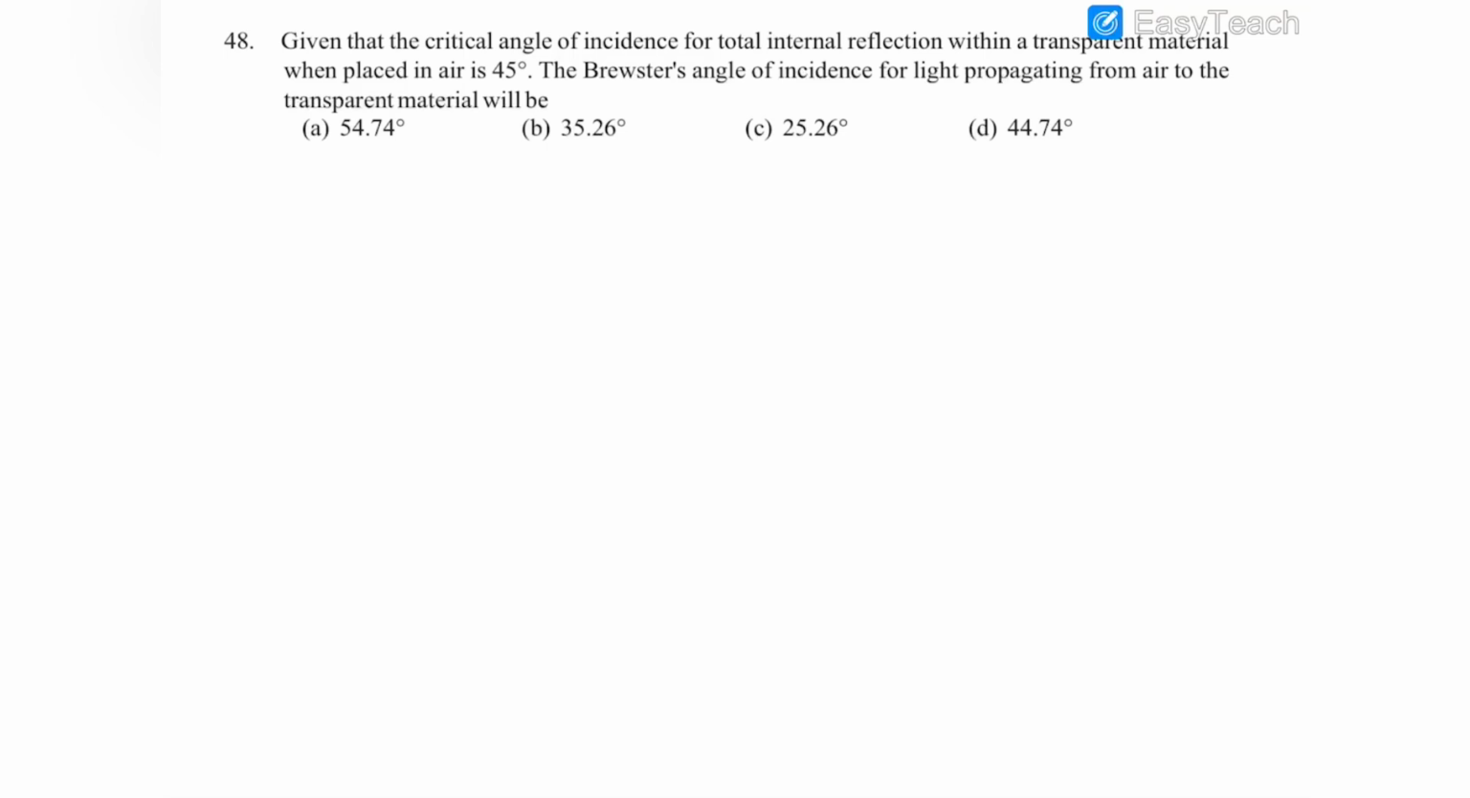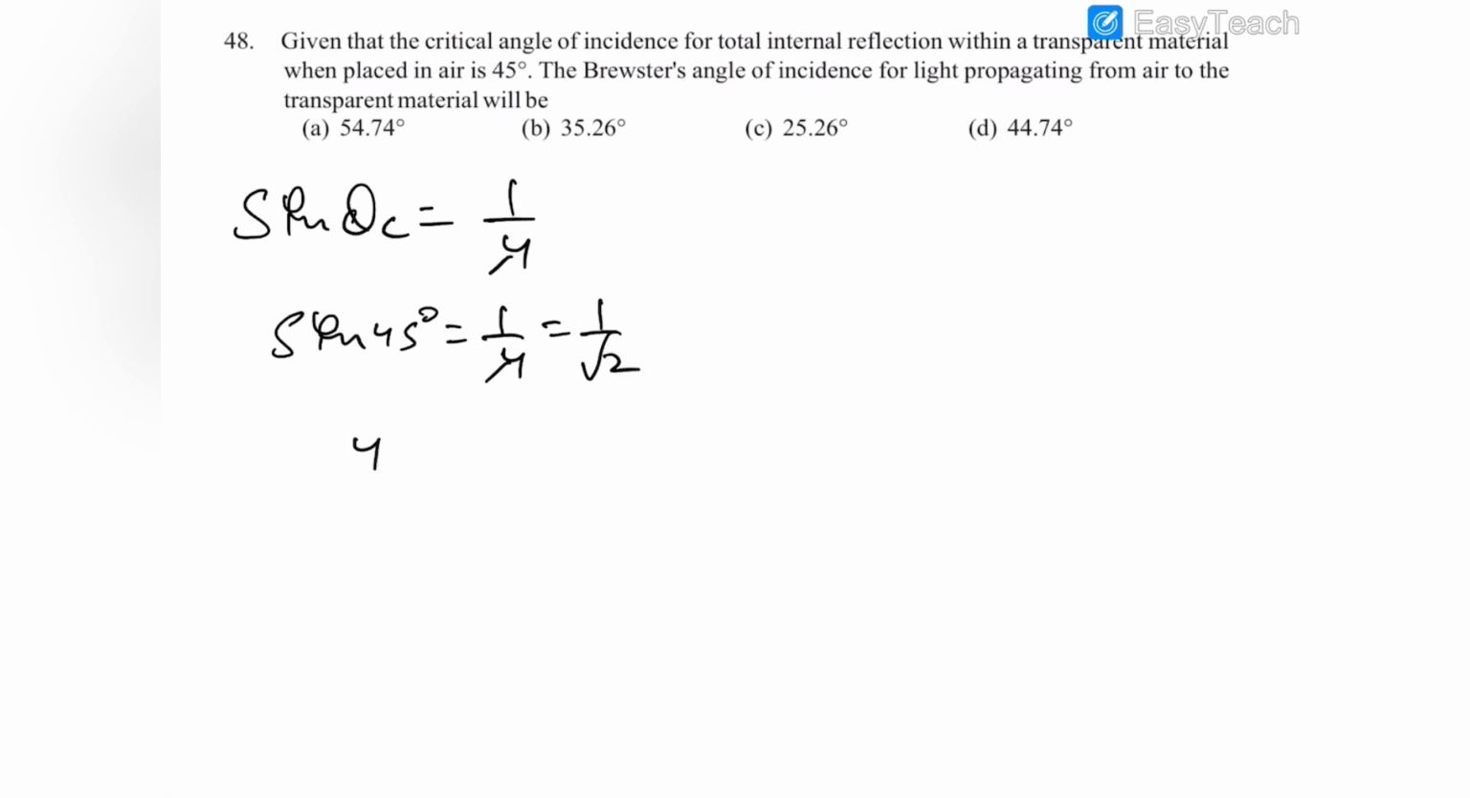You can see that in this question it is given that the critical angle of incidence for TIR within a transparent medium which is placed in air is 45 degree. So we know that sine of critical angle is equal to 1 by mu, where 1 is the refractive index of air and mu is the refractive index of this medium. And this critical angle is equal to 45 degree. So we can say that mu will be equal to root 2.